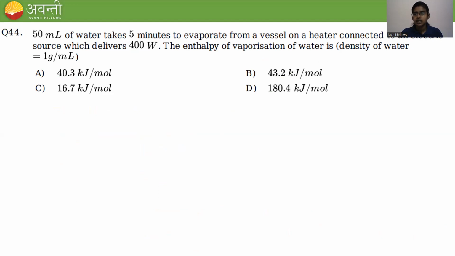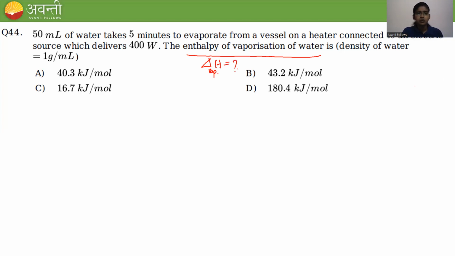Now coming to question number 44. It states that 50 ml of water takes 5 minutes to evaporate from a vessel on a heater connected to an electric source which delivers 400 watt. The enthalpy of vaporization of water is, and given the density of water is 1 gram per milliliter. So here we have to find out the enthalpy of vaporization of water, which is nothing but delta H of vaporization.